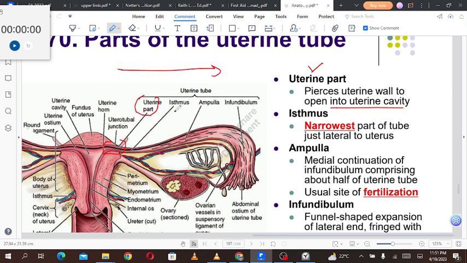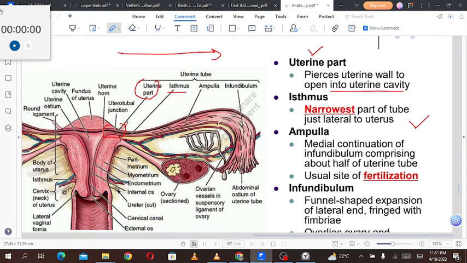Then we have the isthmus, that is the neck, the narrowest part of the tube just lateral to the uterus. Then we have the ampulla, the most common site of fertilization as well as ectopic pregnancy. The ampulla is the medial continuation of the infundibulum, comprising half of the uterine tube, the usual site of fertilization.